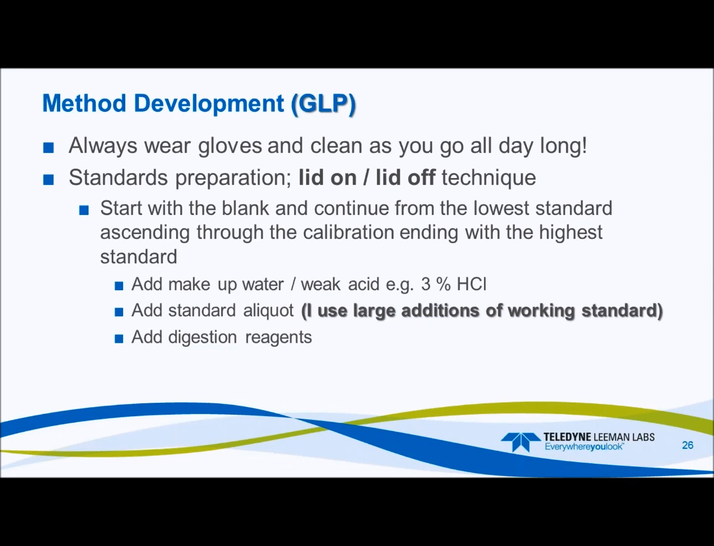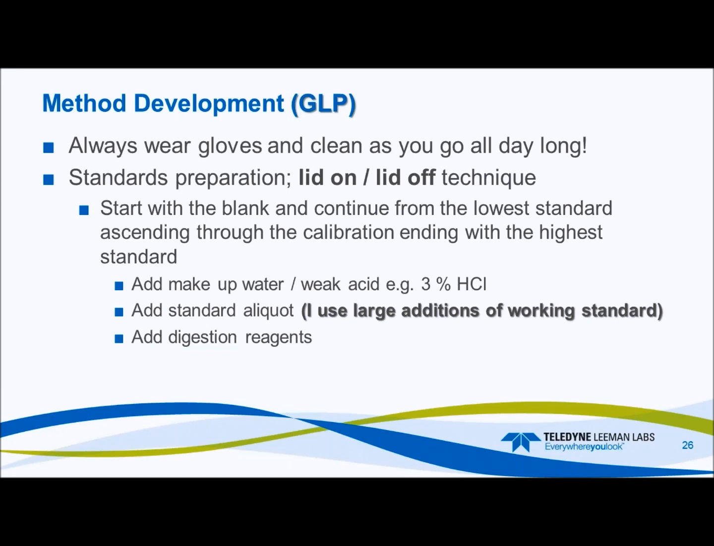aliquot of working standard, and I use large additions to create that working standard. So what I don't do is take 100 microliters of some stock standard and add it to 100 milliliters or a liter of some matrix, like 3% HCl or something like that. I would use a large addition like 1 mL into 10 mL, and then I take aliquots of that to produce the working standards, which I'm going to use for the calibration standards.